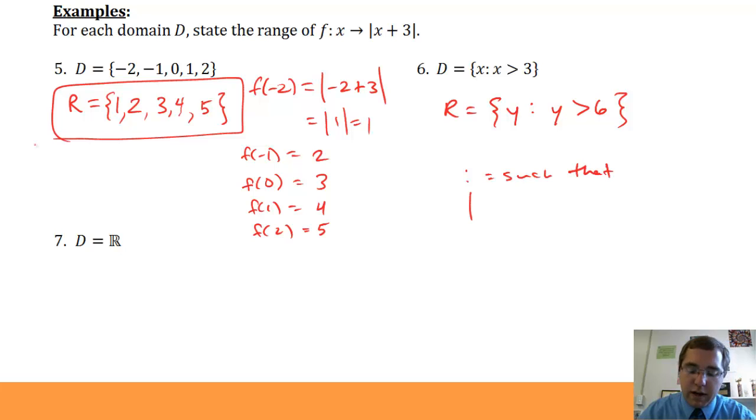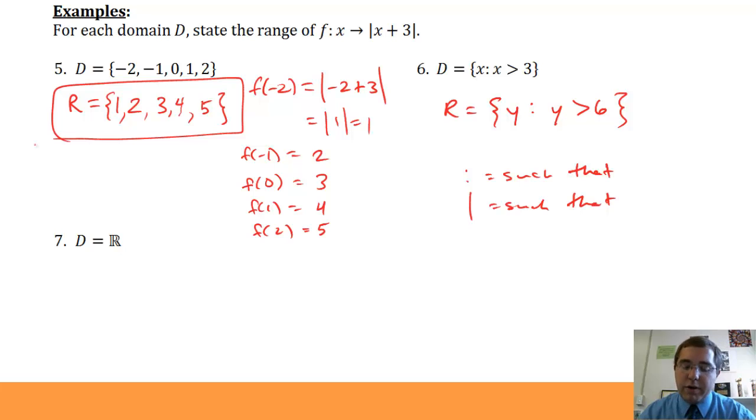Before, we used the vertical line to mean "such that." Either one is acceptable. They're both used universally by mathematicians. And number 7, what if the domain is the entire set of real numbers?